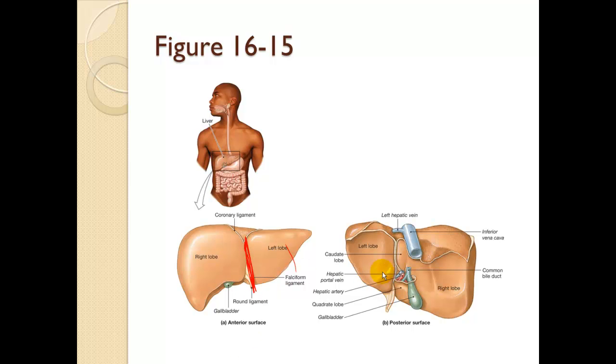The liver secretes bile, which is stored in the gallbladder. Inferior vena cava, left hepatic vein. As the liver filters, the portal circulation system all filters through the liver. And once it's through filtering and detoxifying, it'll actually enter into the inferior vena cava and be pulled back through the circulatory system.